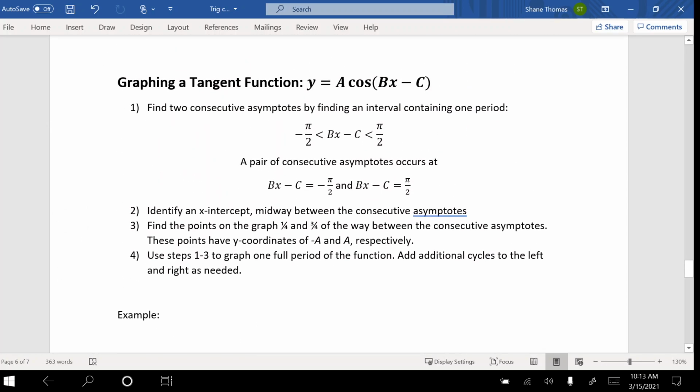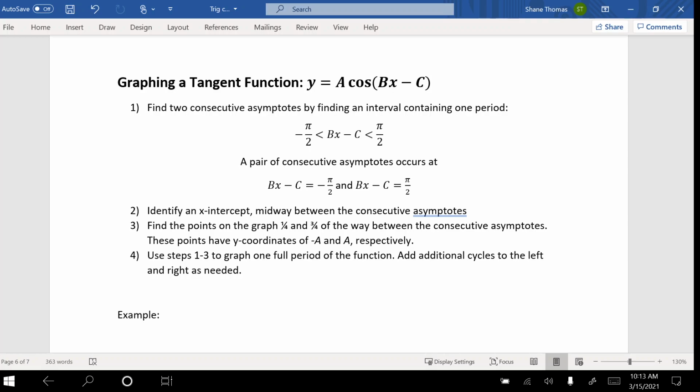So here's your process for graphing a tangent function, of the form y equals a tangent of bx minus c. What you want to do is find two consecutive asymptotes by finding an interval containing one period. The original one has asymptotes at pi over 2 and negative pi over 2. So you take whatever's in the parentheses and plug it into a compound inequality, and solve it for x. Then you're going to have a pair of consecutive asymptotes. I just split this from a compound inequality into separates. Second, you're going to identify an x-intercept, which is midway between the consecutive asymptotes.